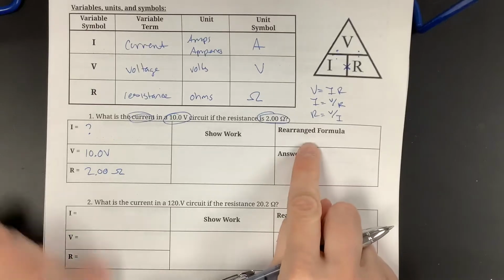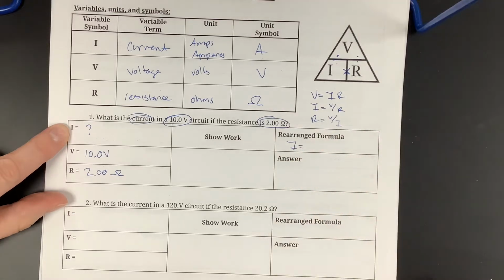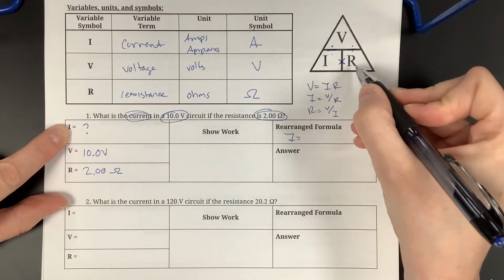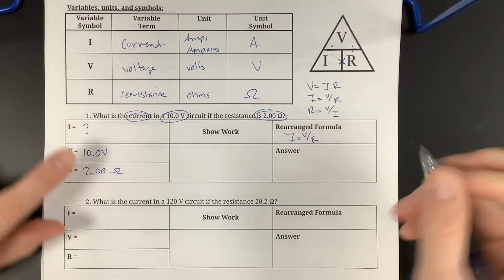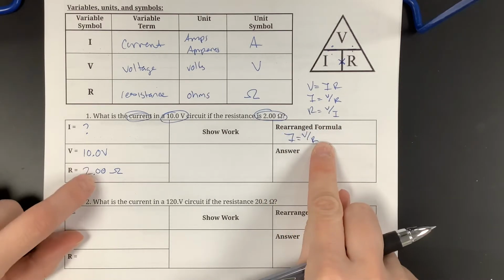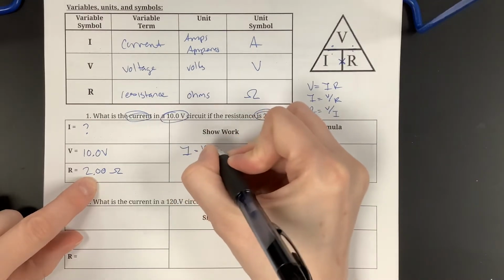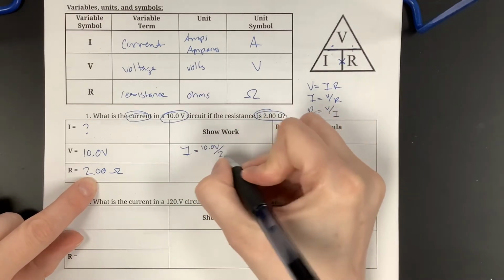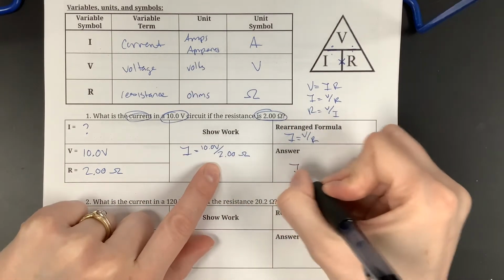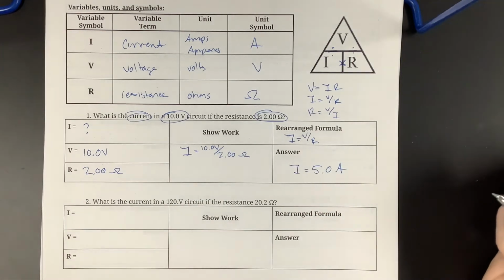What are we trying to solve for, and so what's our equation? If we're trying to solve for current, we want it set equal to current, and current is equal to voltage over resistance. Once I have listed my givens and written down which equation I'm going to use, I can plug these givens into the equation. So solving for current, voltage is 10.0 volts over 2.00 ohms. 10 divided by 2 is equal to 5 amps. Current is going to be 5 amps.